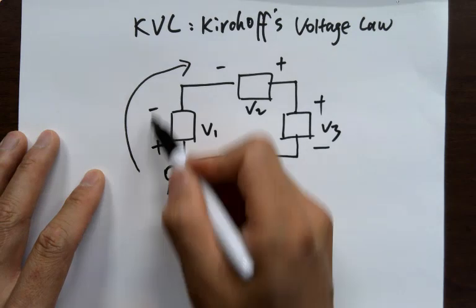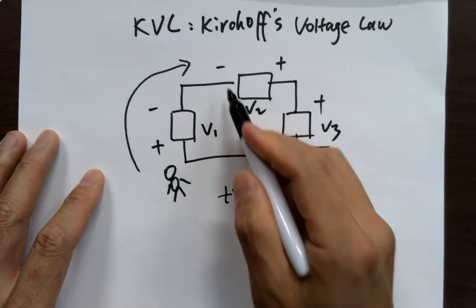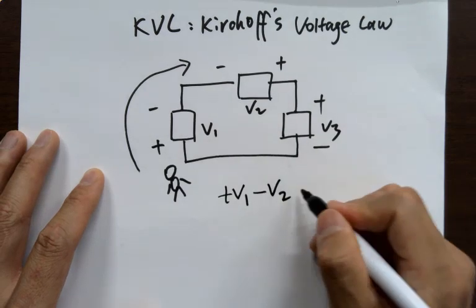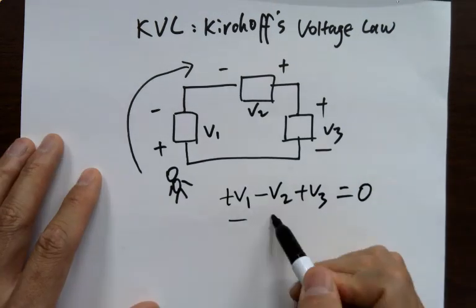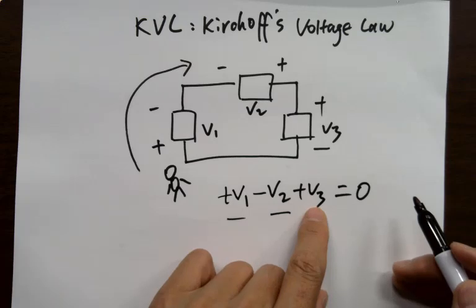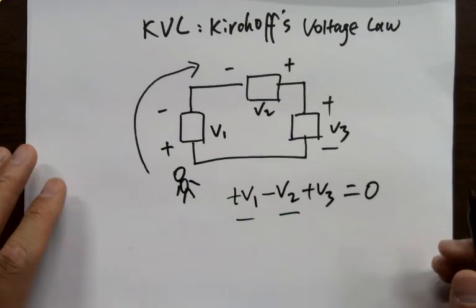When this guy starts traveling, it equals 0, that's it. So if these two voltages are given, it's asking you to calculate V3, and you can do it. Any questions for this?